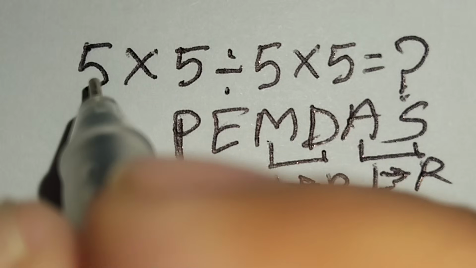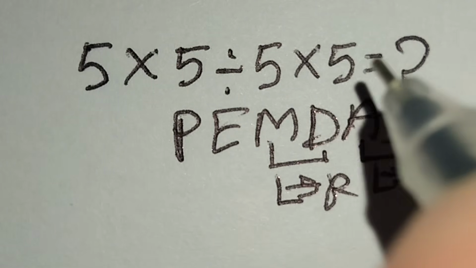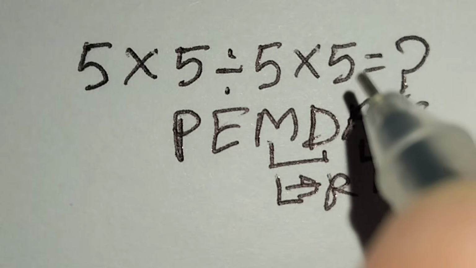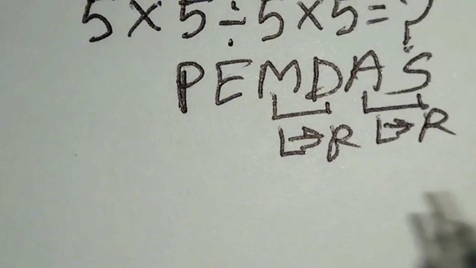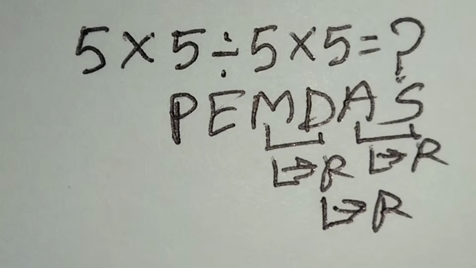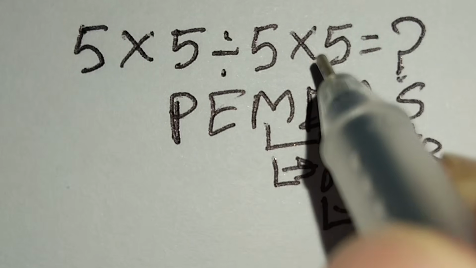Here there is no parenthesis, there is no exponent, there is no addition, there is no subtraction. Here existing only multiplication and division. According to the order of operation, multiplication and division have same priority. For this we have to work left to right. Therefore at first we have to work with this multiplication, then this division, then this multiplication.